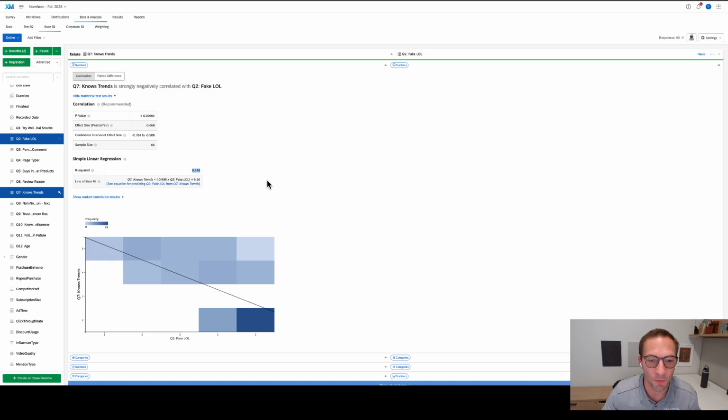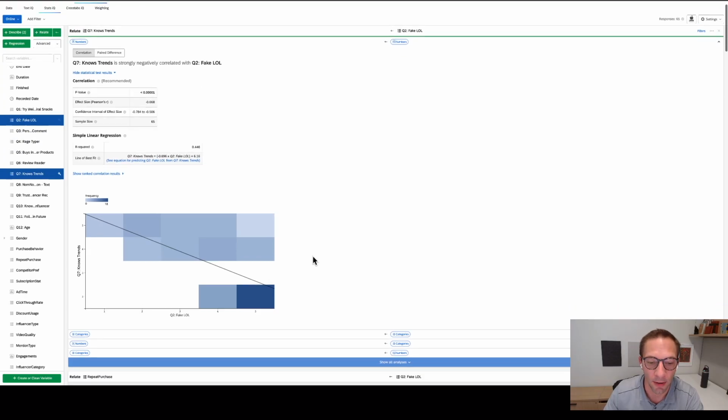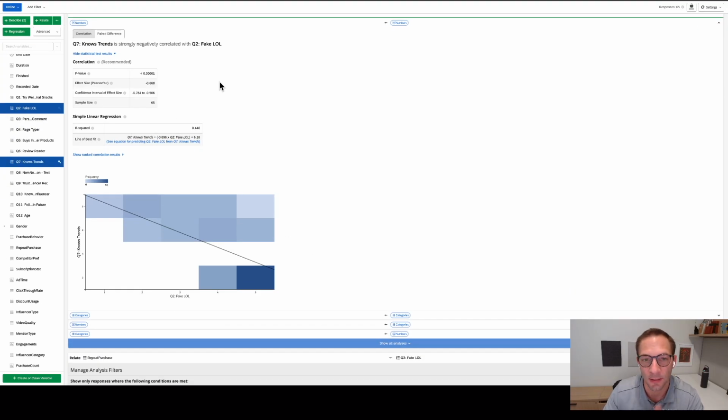And then for this one here, and then your beta is right here in this little equation. It's the number that's being multiplied by your input. Okay, that's your beta. So in this case, it's a negative beta. It's negative 0.696. The slope is going down. So as fake LOL gets higher, you'd predict that Q7 would decrease, it'd get lower. And specifically, you'd say as fake LOL increased by 1 point, you'd expect Q7 to go down by 0.696. All right. So that's your beta.